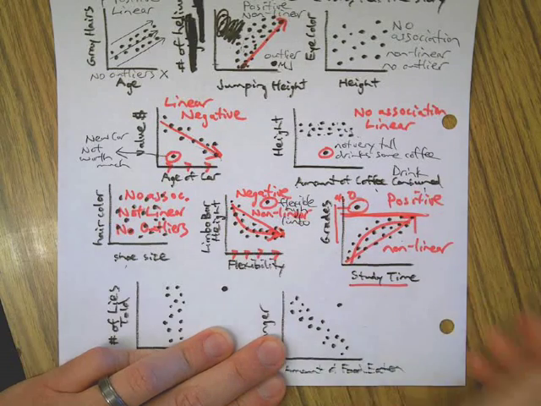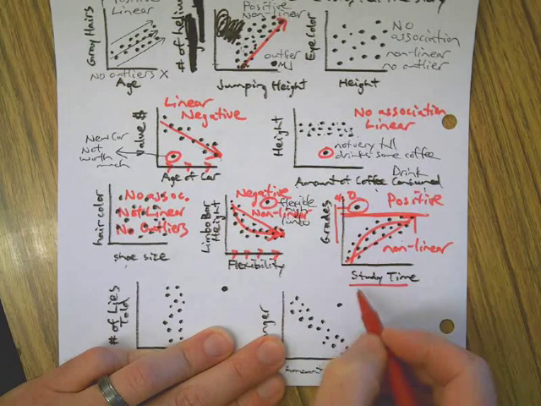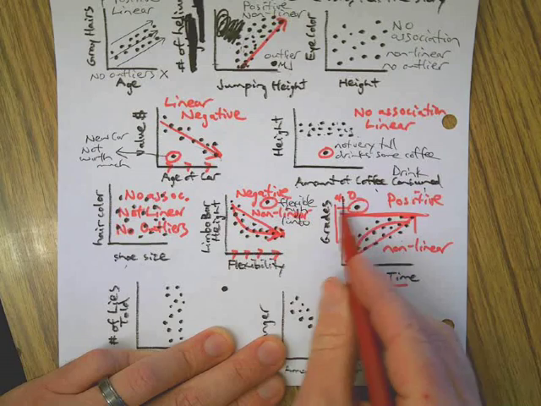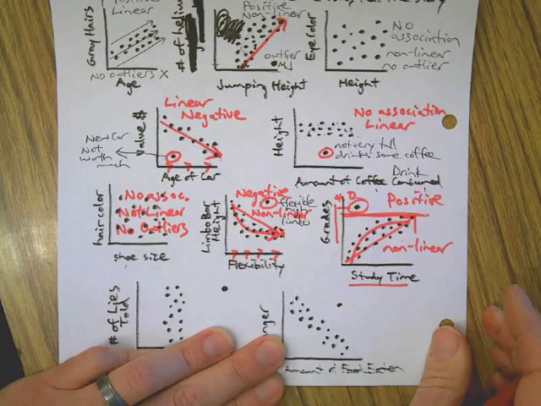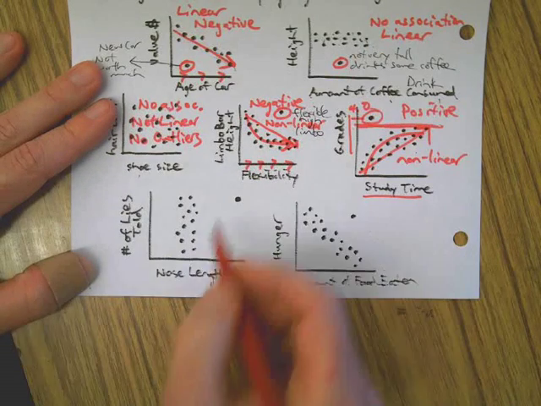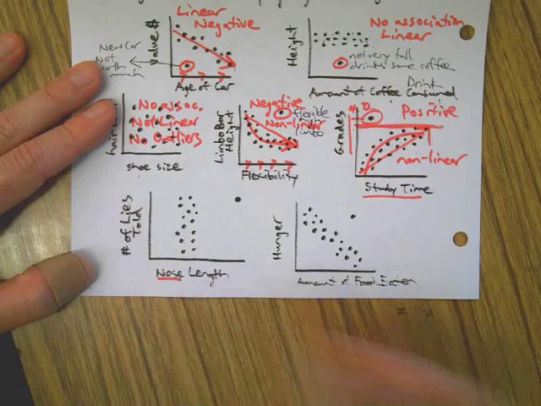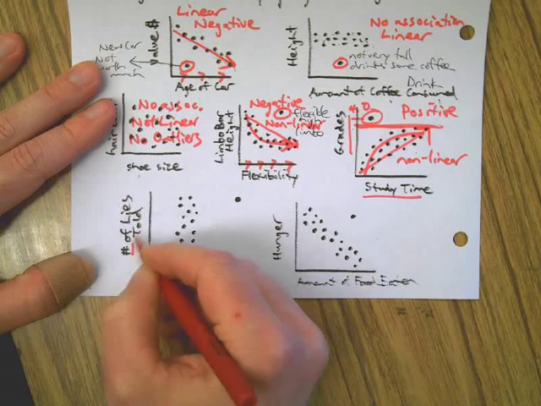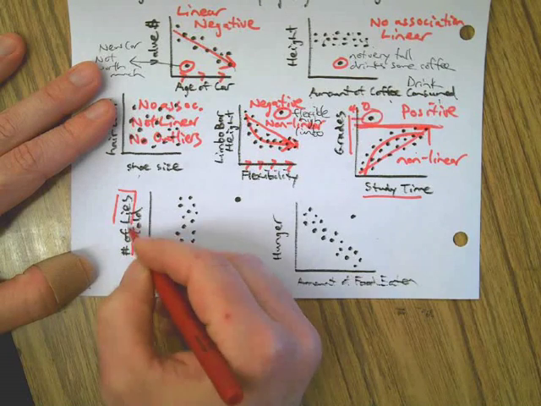This outlier is simply someone that doesn't study much and they get good grades. That can happen that way. Okay, that's fine. Last two, how long someone's nose is and how many lies they tell.